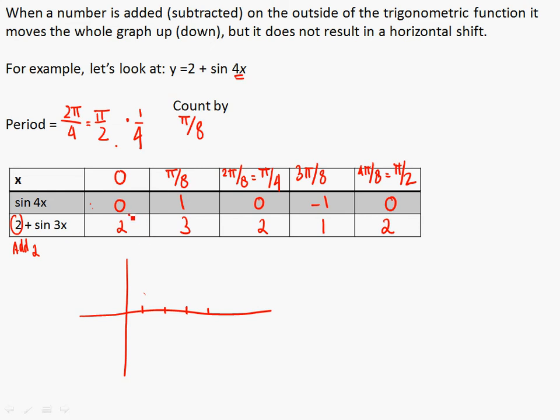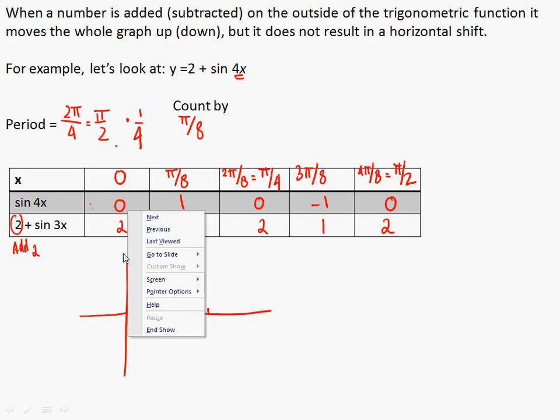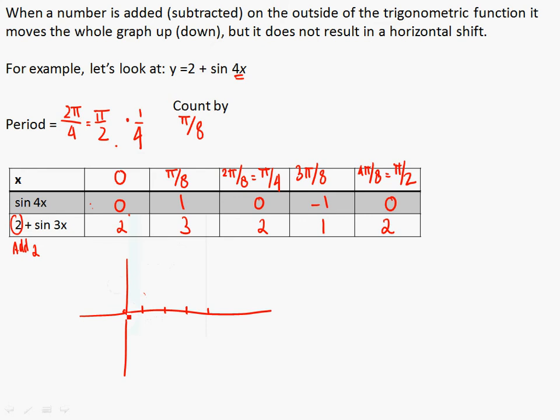Alright, so this one, I started at 0, right? Let me find my marker. So start at 0. No, I need to graph the bottom one. Start at 2, sorry. So at 0 it's worth 2, then it's worth 3, then we're back at 2, we go down to 1, up to 2. Yeah?